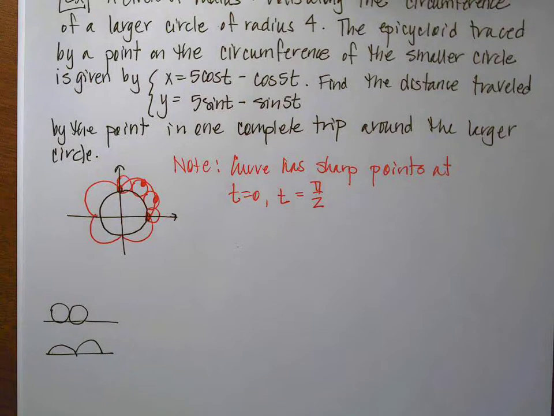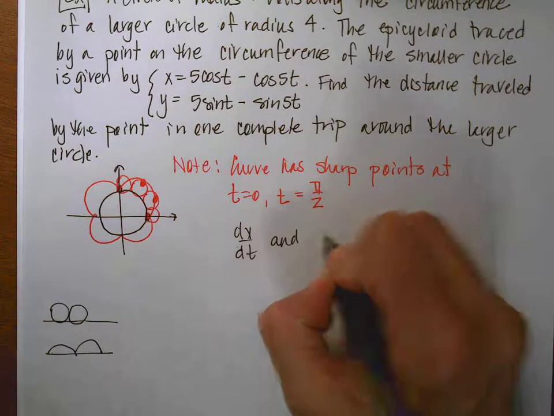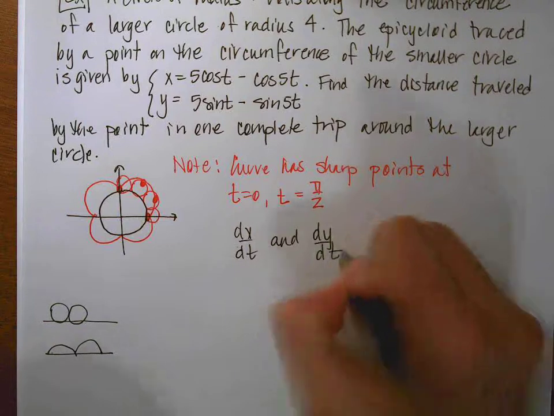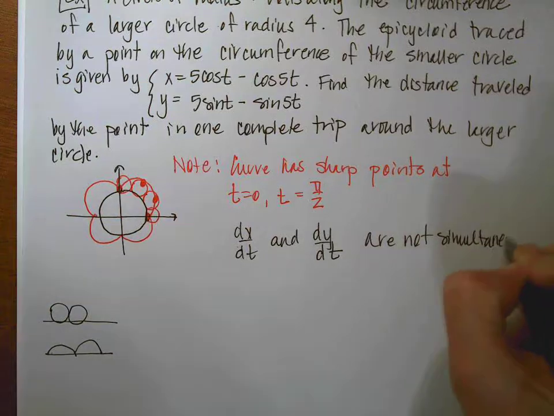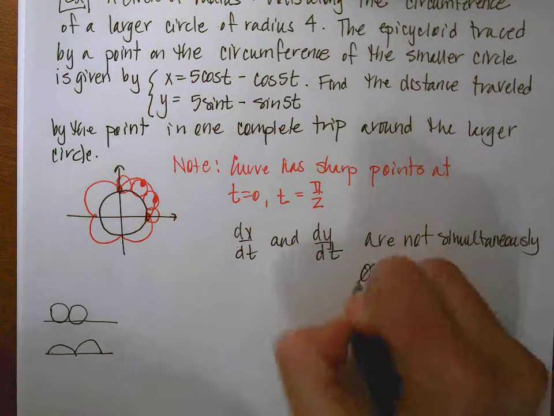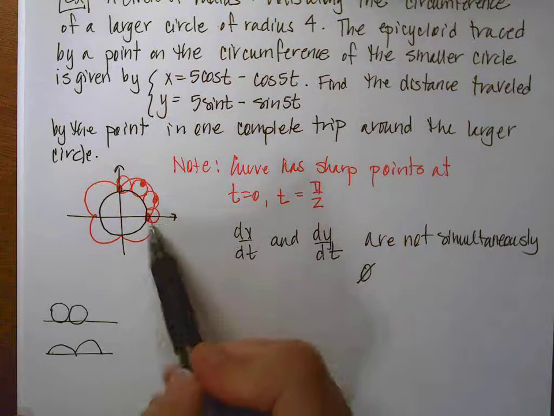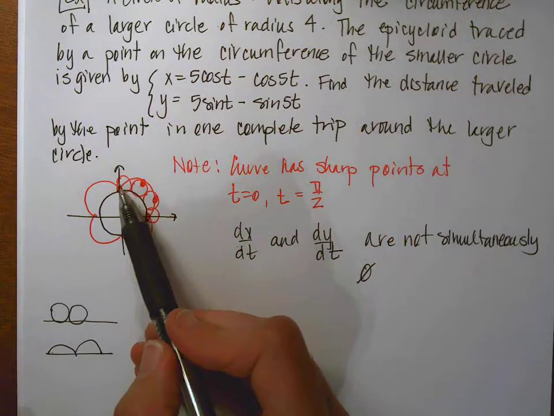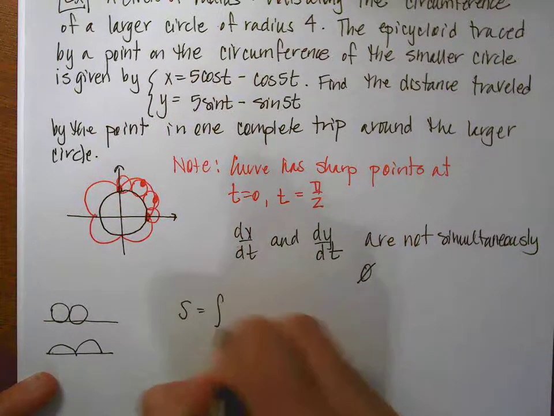Alrighty, so a couple of things to note is that for my epicycloid, which is the flower dude, I have sharp points at t equals 0 and t equals pi over 2. Another thing to note is that dx/dt and dy/dt are not simultaneously 0, which means that I have a nice smooth curve. The other thing that you're going to notice, and here's how we're going to manage the problem, is this particular arc is a quarter of a circle, or a quarter of the pattern.